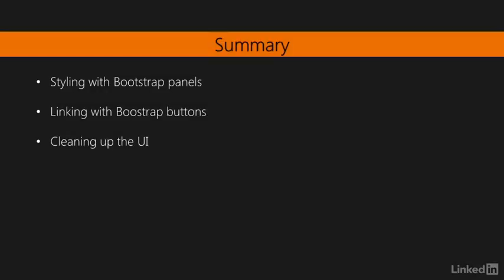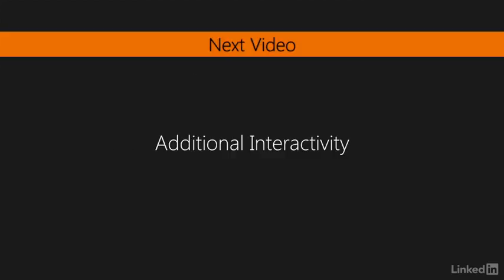So we went over the Bootstrap panel object, and we were able to create those for our snippets. They look nice and professional. We changed out the typical URL with a button using btn and btn-info, and we were able to clean up the UI with some simple additions to either the masonry container or to the CSS. Our next video is going to be additional interactivity. We're going to really get going and add some additional functionality to our snippets application.